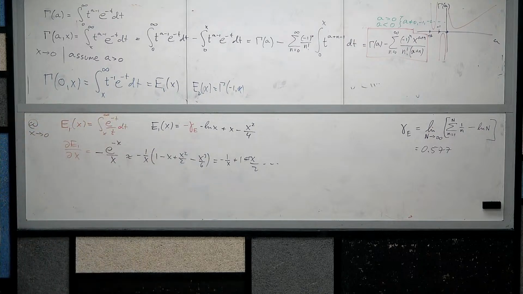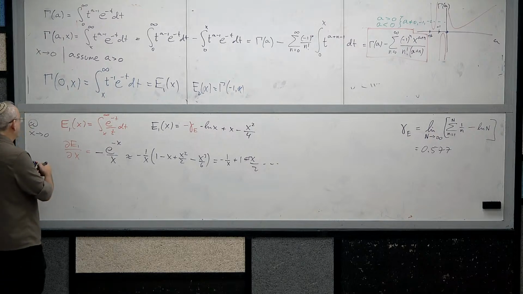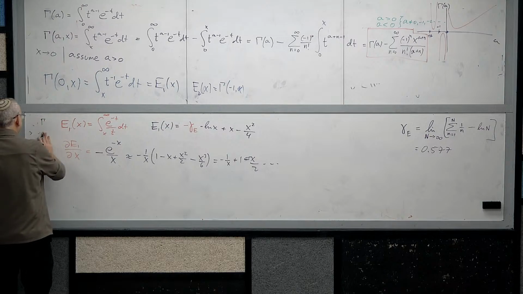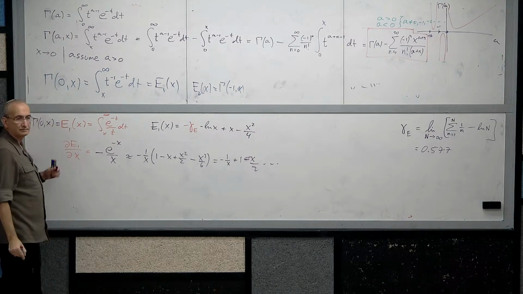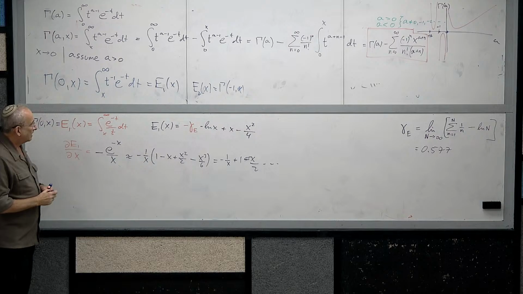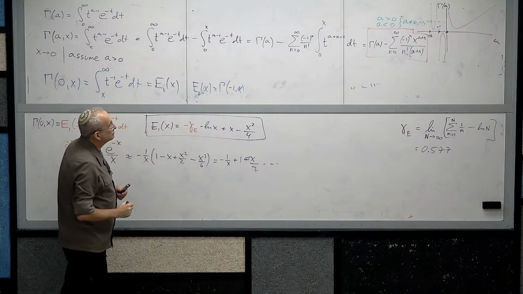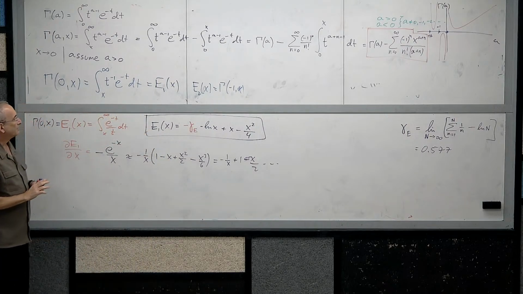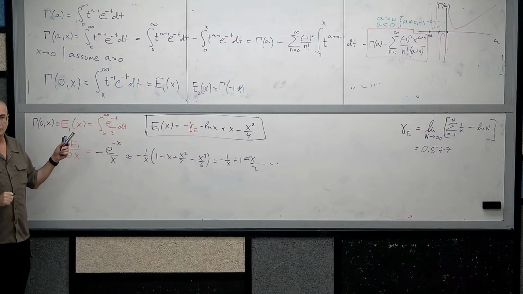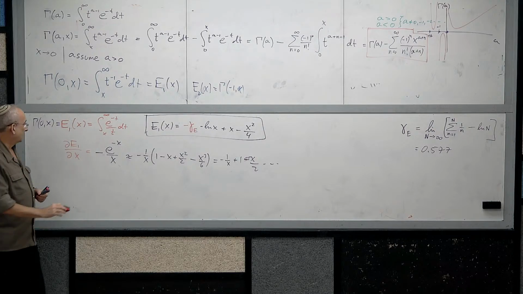Euler constant. Good. Now, this was for E1. So E1 is, to remind you, gamma of 0 and x. Right? So this is how E1 looks. But you want to know the asymptotics of E1 as x goes to 0. Now we want the asymptotics of the other E's.